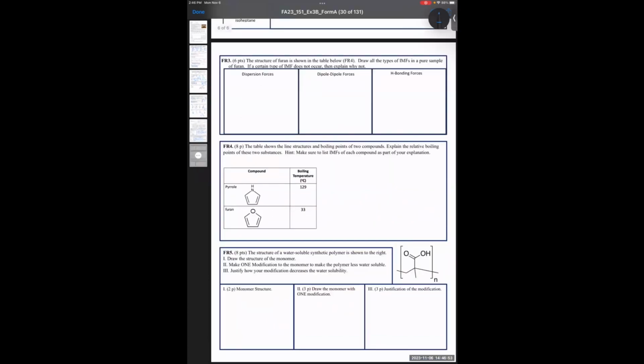All right, moving on to question 3. The structure of furan is shown in the table below. Here we go: draw all the types of intermolecular forces in a pure sample of furan. All right, so say dispersion forces. To draw dispersion forces, I would draw the molecule first.